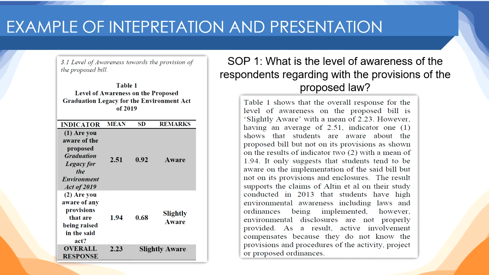So notice the phrase level of awareness. This tells us that the researchers are measuring the respondents' awareness. So when interpreting the result, we should identify the appropriate statistical summary and explain the obtained result, and the obtained result indicates the respondents' level of awareness.